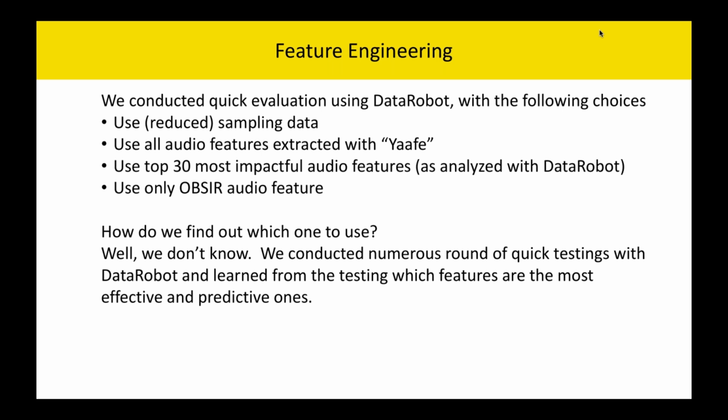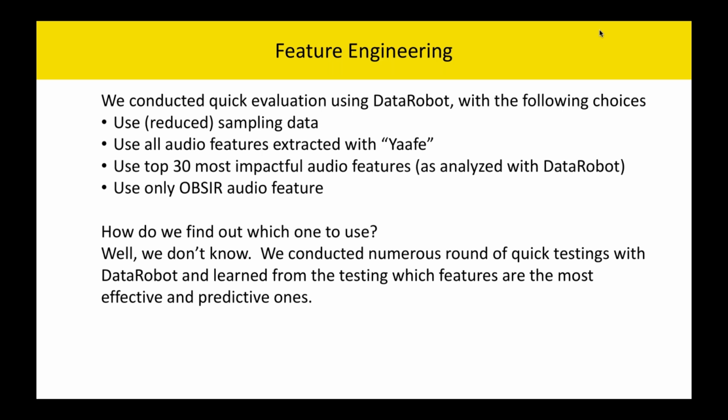We did one round of testing with all the features in DataRobot, and after that we did another round of testing with some feature impact analysis in DataRobot, which showed us the top 30 most impactful audio features. Instead of using the 29 audio features, where each individual feature actually has anywhere from 40 to 200 different data points, you end up with quite a few thousand data points, not much less than the original 8,000 sample data, which is pretty expensive to train.